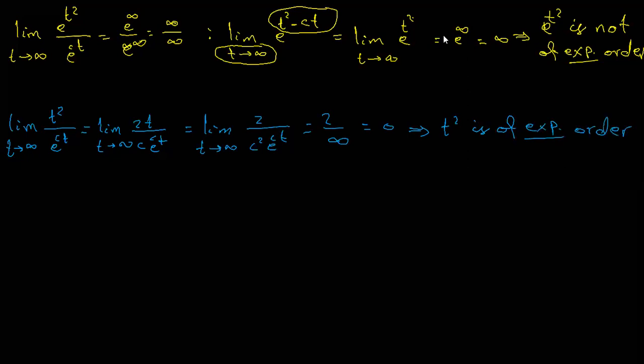And also, I can do the following. Check your numerator and your denominator: t squared and e to the ct. For me, the denominator is faster. The exponential is very fast. So this one will arrive at infinity first. So I have a number divided by infinity, which will give me 0.